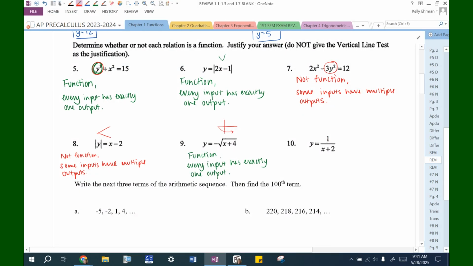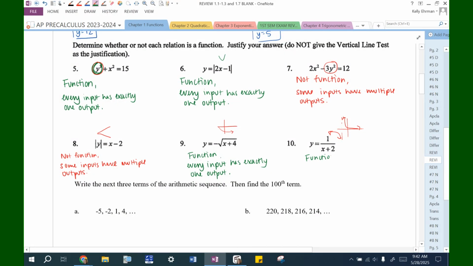Final one, y is a rational function. You might remember these from Algebra 2. You had to do all those fun vertical asymptotes, something like this, right? That passes the vertical line test, but there's no issue here. Y is not to an even power. There's no absolute value around the y. That's about all that we'll see. So this one is a function.